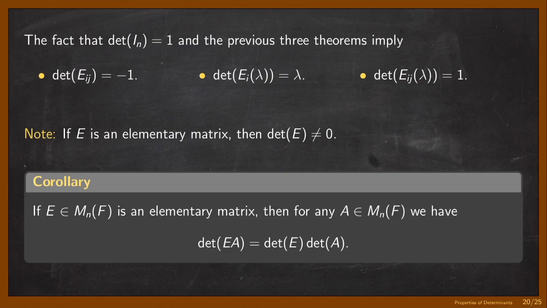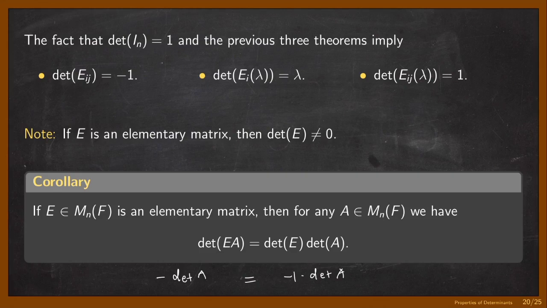So for example, if E is a type 1 elementary matrix, EA will just be obtained from A by switching two rows of A. So the left hand side is equal to det A times negative 1. On the other hand, the right side, the determinant of a type 1 matrix is negative 1. So this is negative 1 times det A. As you can see, the equation holds.